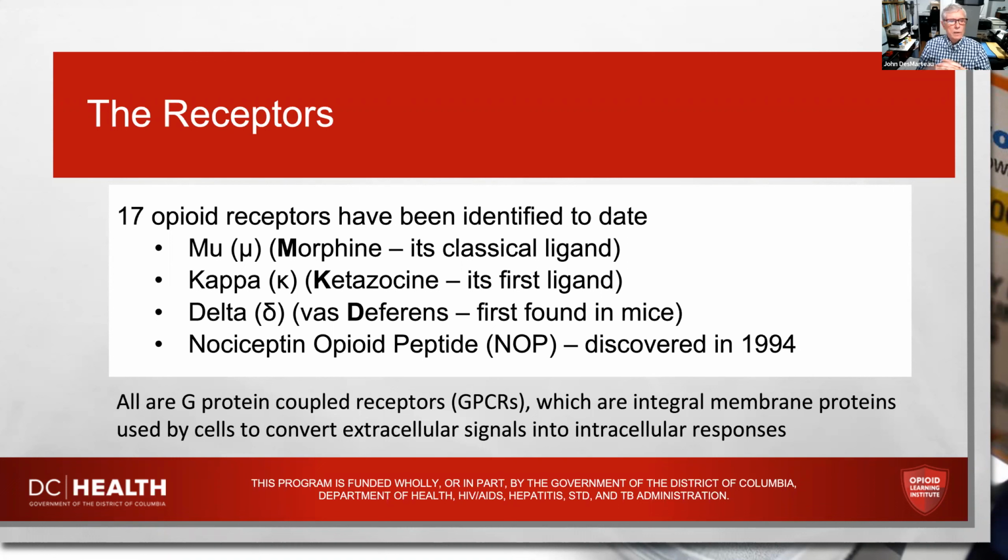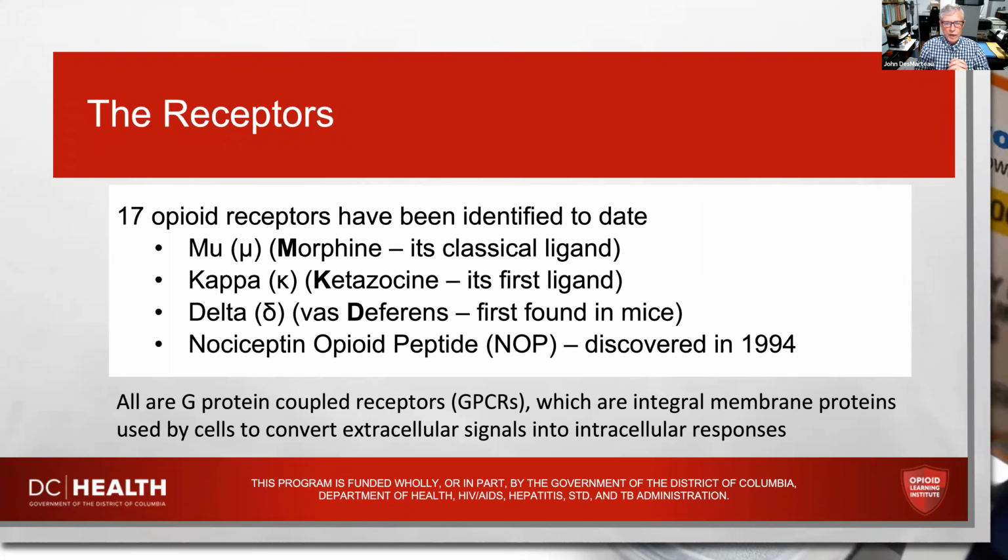The kappa was named after ketocyclazocine, which was the very first ligand. And then the delta one was named after the vas deferens. Well, if you don't know what that is in anatomy, that is the tube that carries sperm from the testicle.